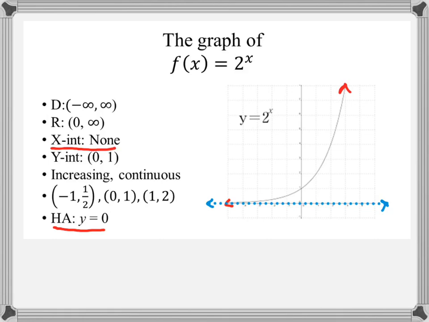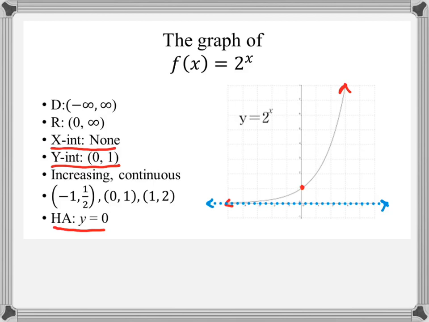So for that reason, we don't have an x-intercept because the graph is never going to touch or cross the x-axis. We have a y-intercept at (0, 1). Remember, our a value was 1, so it's the same as y equals 1 times 2 to the x. So that a forms our y-intercept.